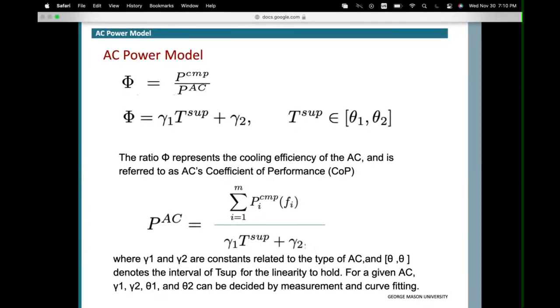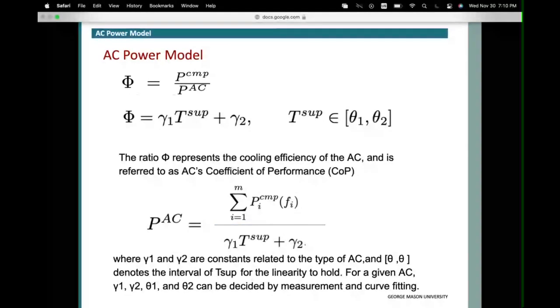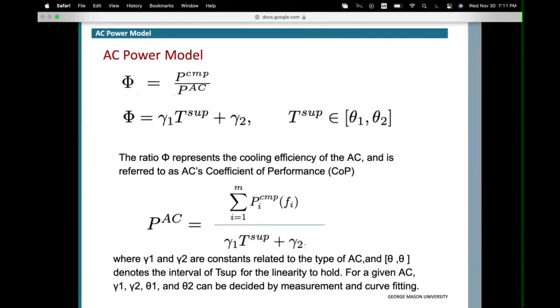The last one is the AC power model, which is the AC efficiency and how we can calculate how much power the AC is using. There's something here called theta, correct? This is what they call the cooling efficiency of the AC, or the coefficient of performance. It's equal to the power of computation divided by the power the AC is using. Also, theta is equal to the temperature of the air that the AC is supplying, multiplied by gamma 1 and gamma 2. And the temperature is between theta 1 and theta 2. It's a range at the end.